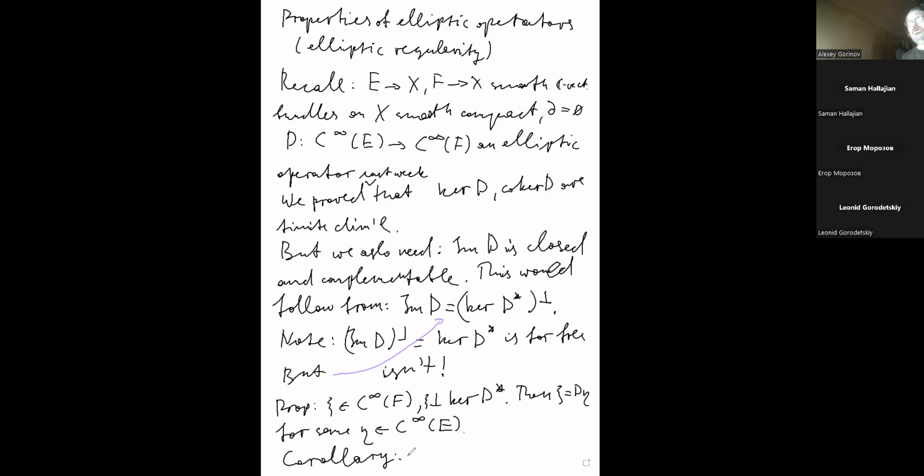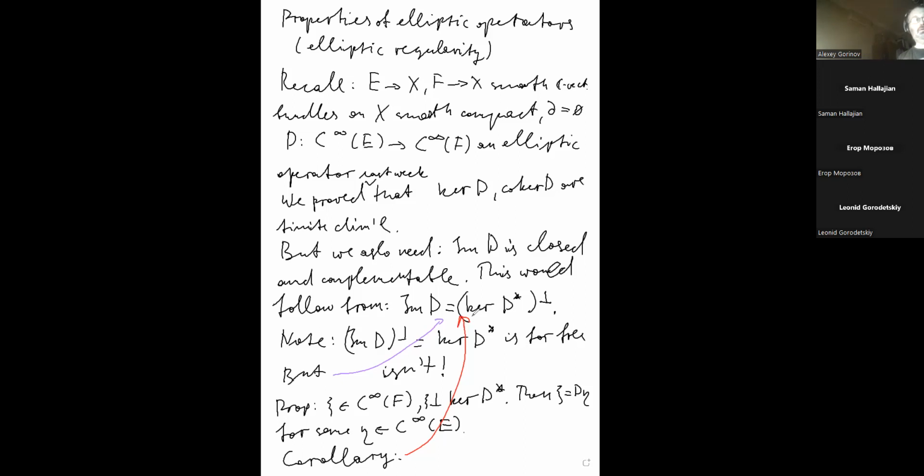And if we're able to prove this, then as a consequence we will get this equality, or rather, one inclusion: the orthogonal complement of the kernel is inside the image. This is the proposition.